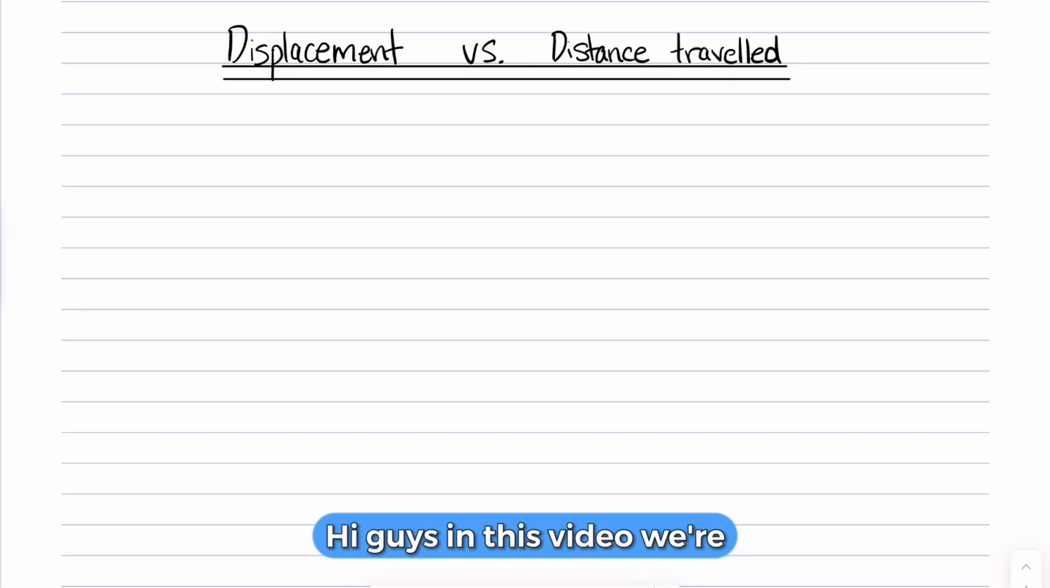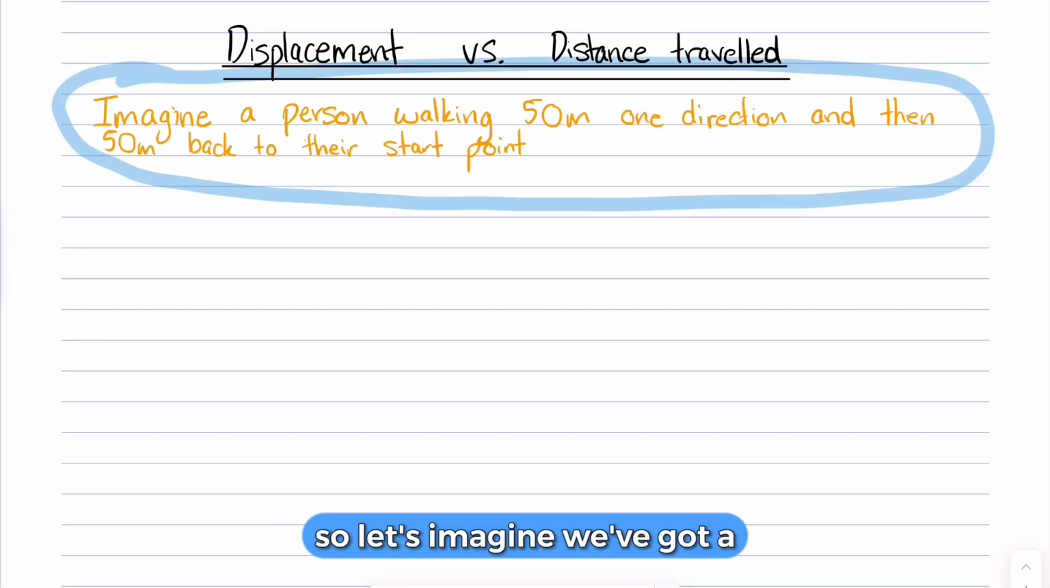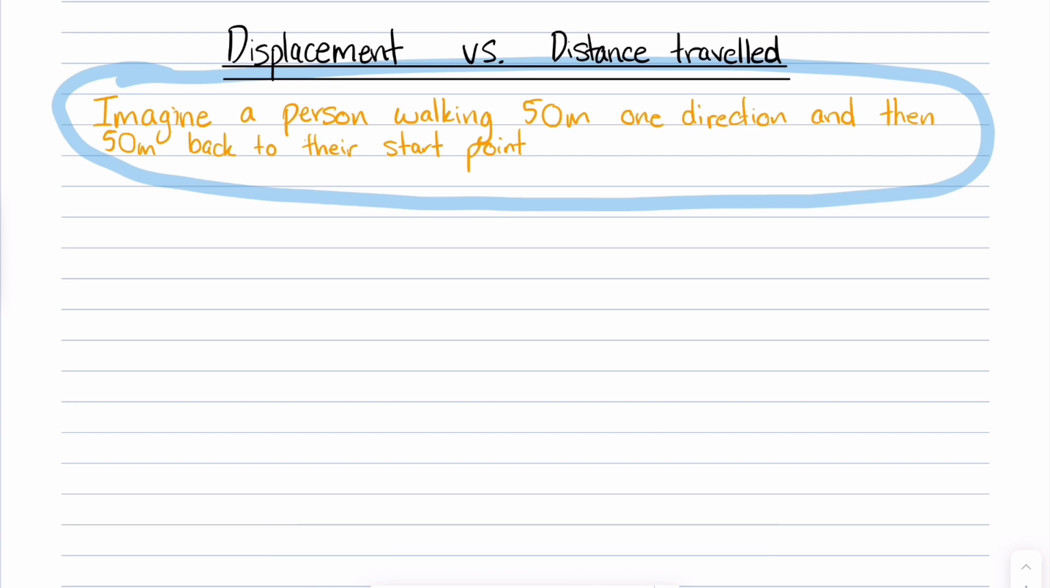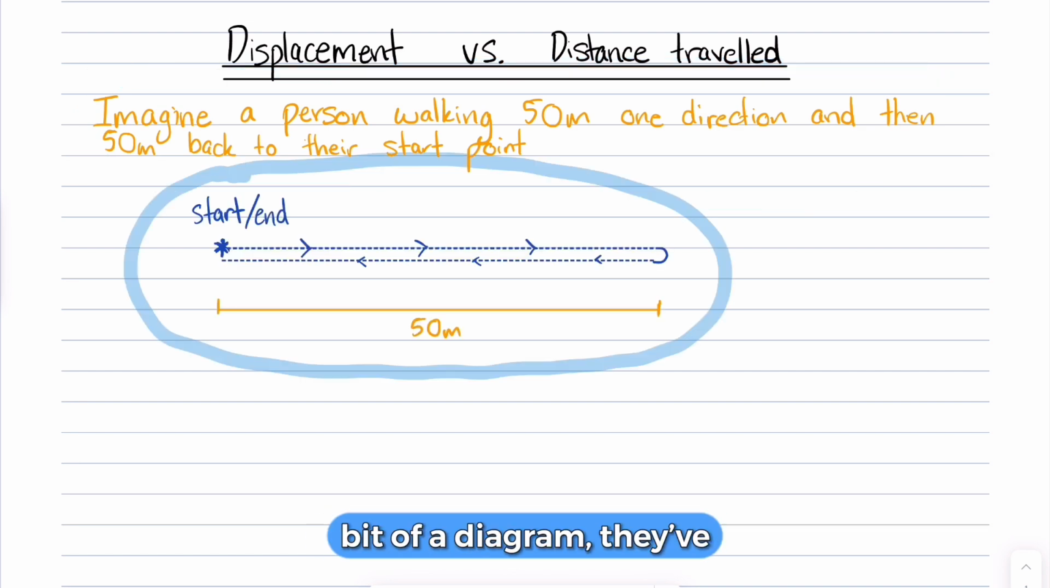Hi guys, in this video we're going to talk about displacement versus distance traveled. So let's imagine we've got a person walking 50 meters in one direction, they turn around and come back to their same starting point. And here's a bit of a diagram. They've walked 50 meters one way, they've stopped, they've turned around and they've come straight back to their start point.